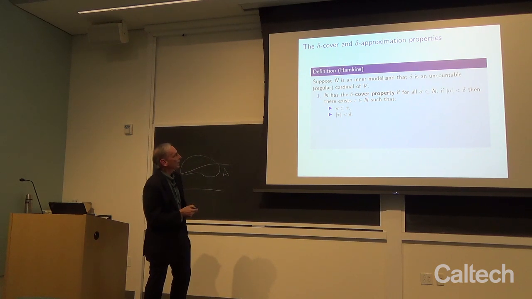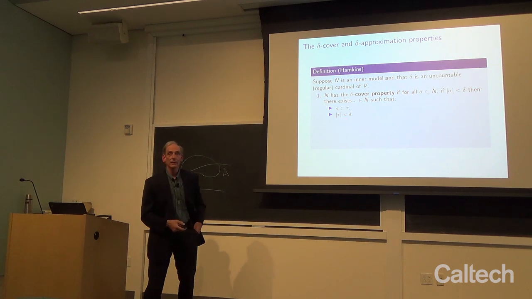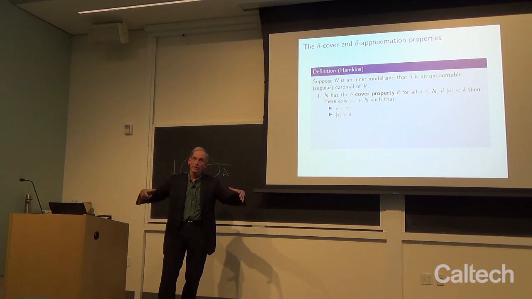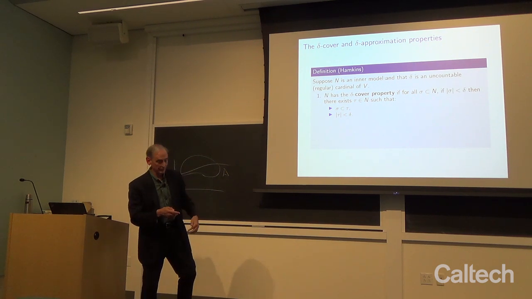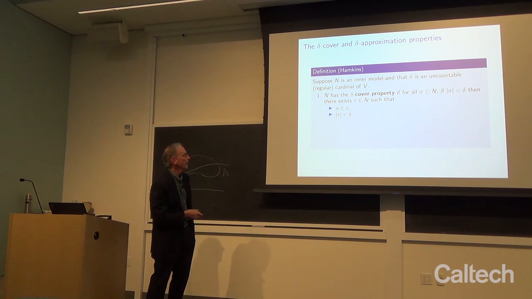N has the delta cover property if every subset of N of size less than delta can be covered by a set in N of size less than delta. Small sets can be covered by small sets. Now, this would be trivial if delta was omega. We don't use this in the case of omega.